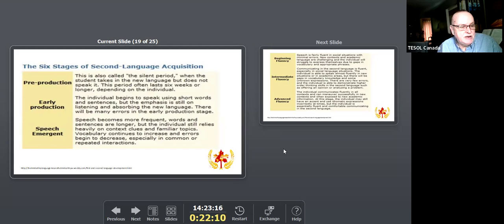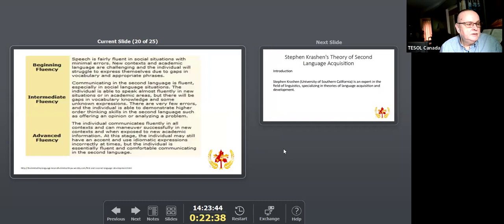The next stage is called speech emergent. Speech becomes more frequent. Words and sentences are longer, but the individual still relies heavily on context clues and familiar topics. Vocabulary continues to increase and errors begin to decrease, especially in common or related interactions. The beginning of fluency: speech is fairly fluent in social situations with minimal errors. New contexts and academic language are challenging, and the individual will struggle to express themselves due to gaps in vocabulary and appropriate phrases.